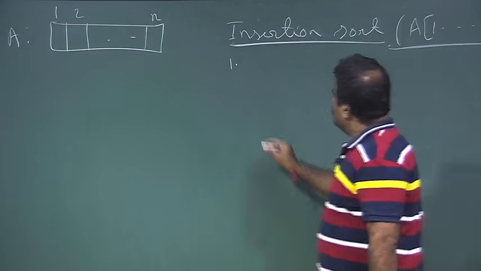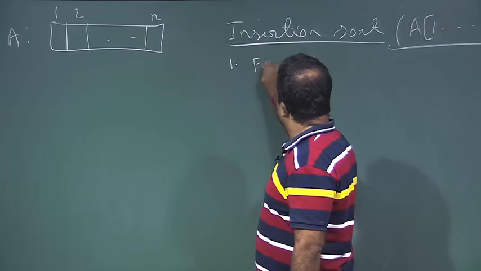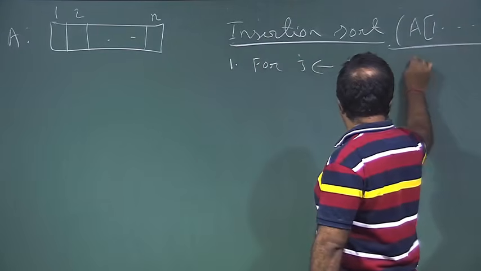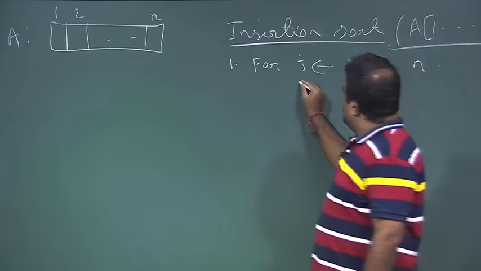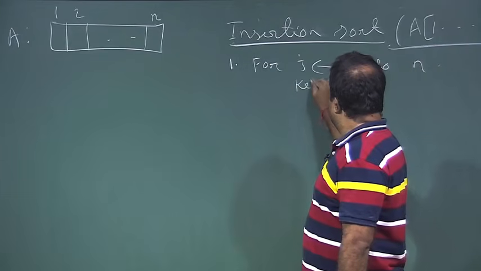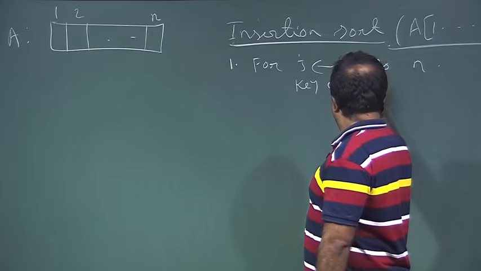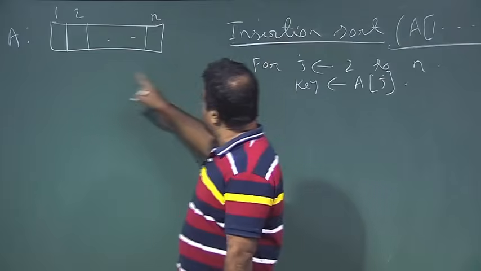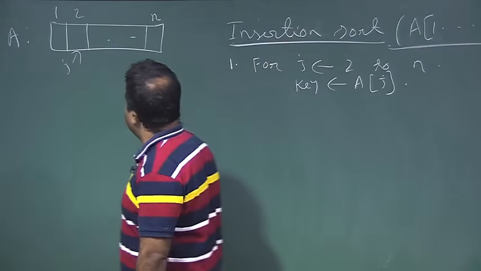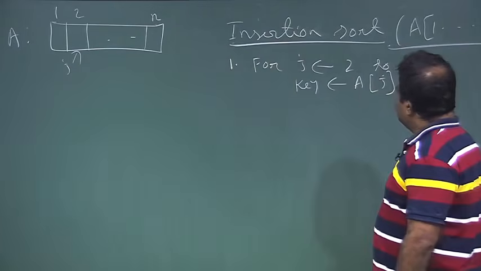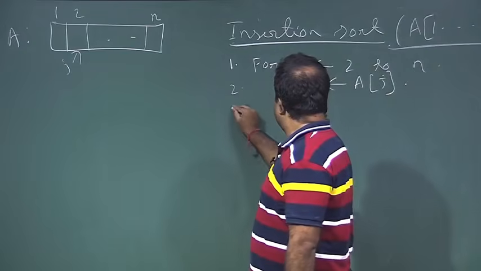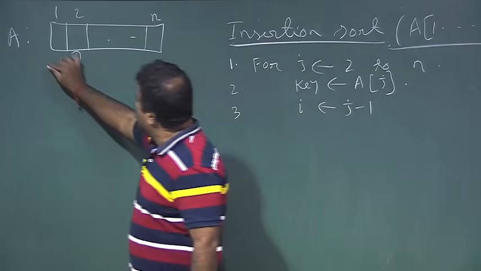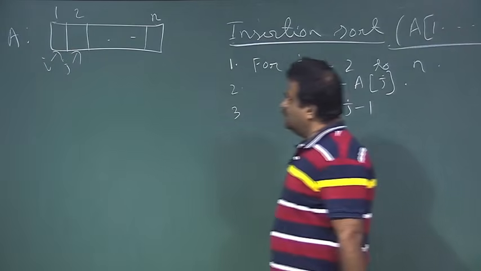So what do we do? We first start with a j loop, with j going from 2 to n, and then we take the key, key equals aj. This is the aj value. Our loop starts from 2 to n, so j starts from here. In the second step, we choose i to be j minus 1. So i starts with j minus 1.